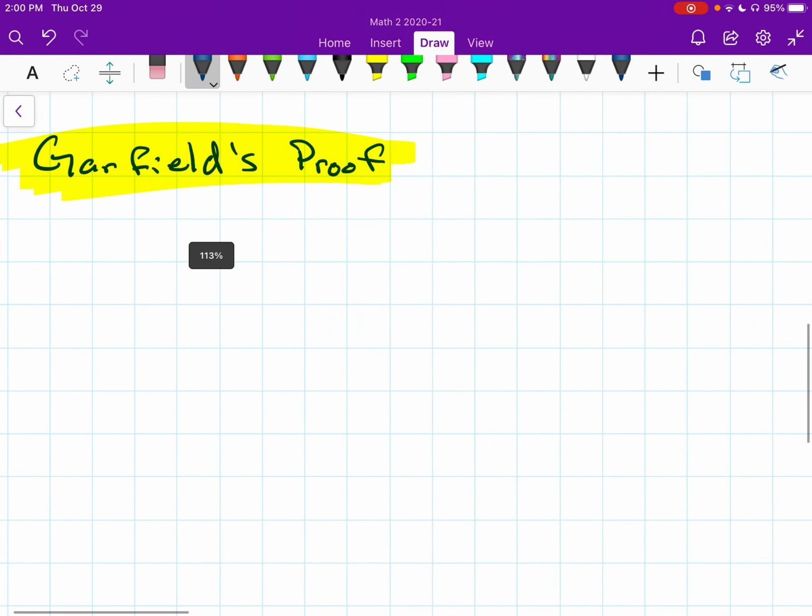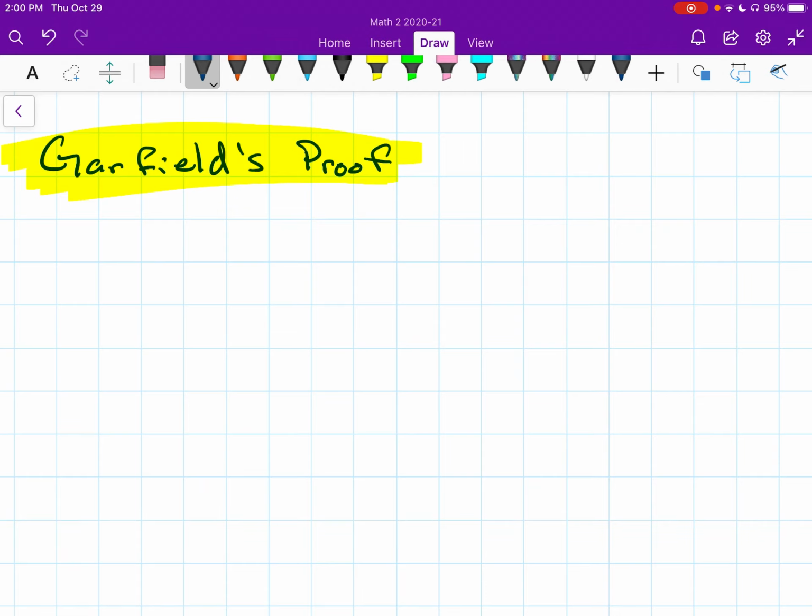This one's Garfield's proof. This is President Garfield's proof. So we'll start off by drawing a trapezoid. All right. So that's a trapezoid because the left and the right sides are parallel. They're straight up and down. So we need to put an arbitrary point on there.